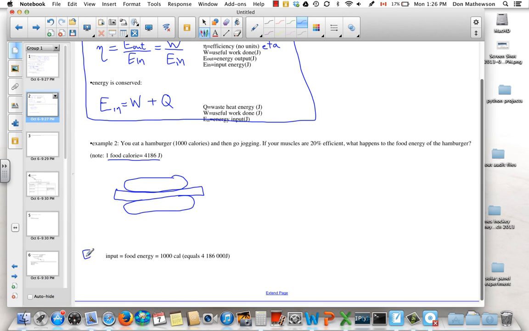Okay, so here's your energy input. The food energy of, sorry, 1,000 calories or 4,186,000 joules. Now, the efficiency is 20%, or as a decimal, it's 0.20. And you're going jogging, so that will be the useful output. So that's the work you did in moving yourself along the track. Your center of mass goes up and down as you jog, so there's changes in potential energy.